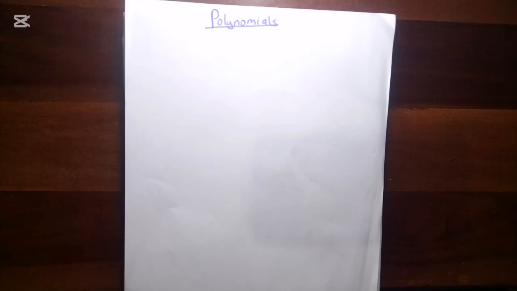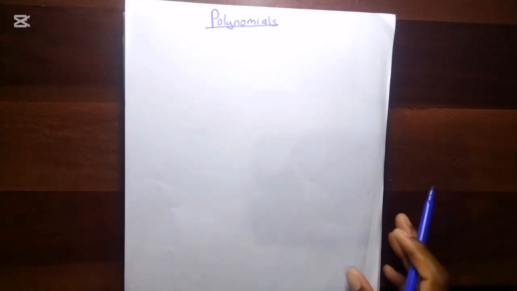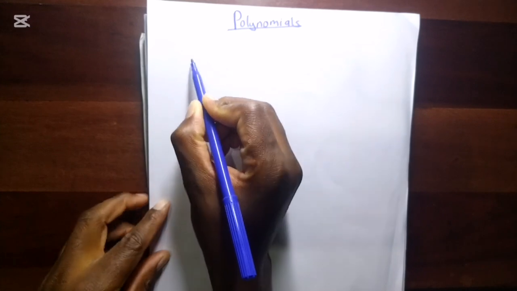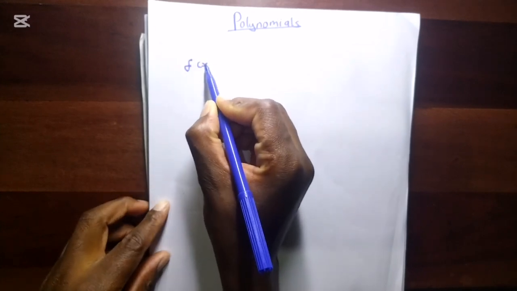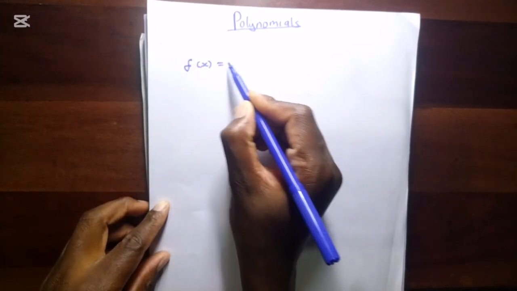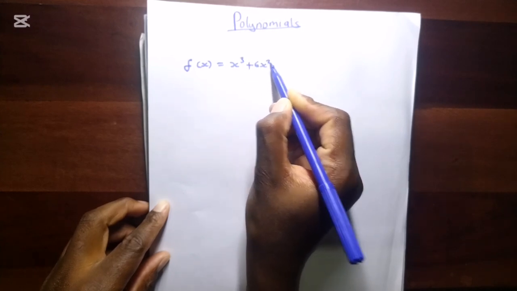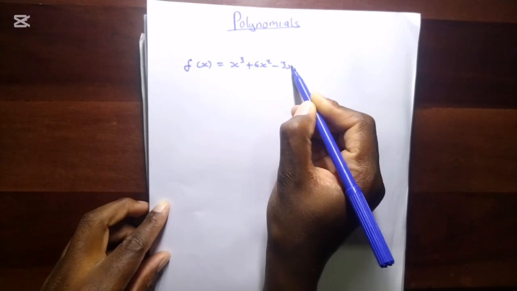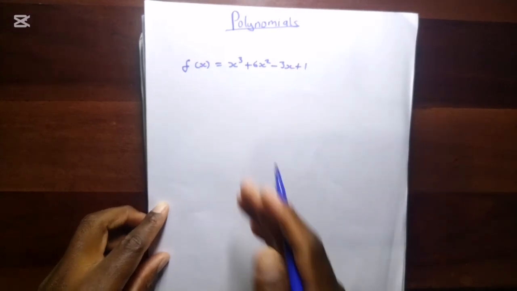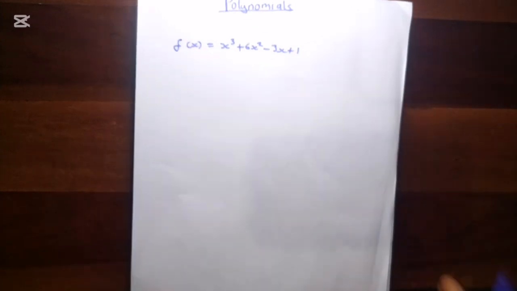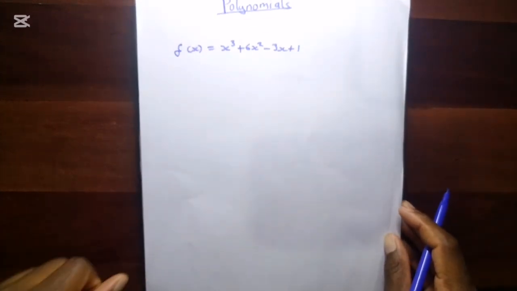So a polynomial is an algebraic expression consisting of a number of terms in ascending powers of the same variable. For example, this is an example of a polynomial. So we're going to start with long division.